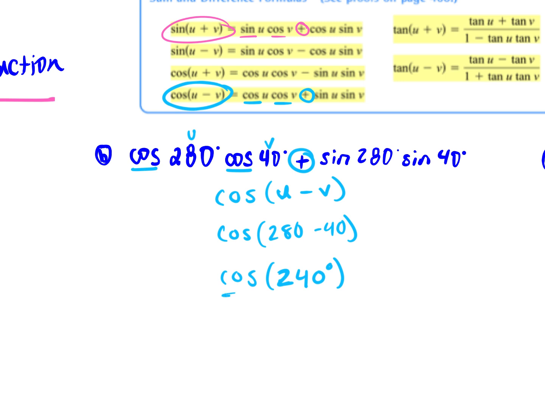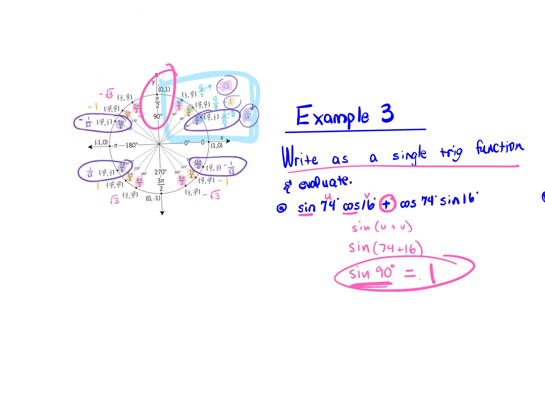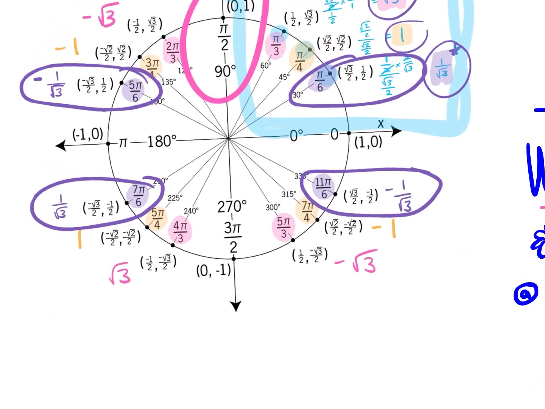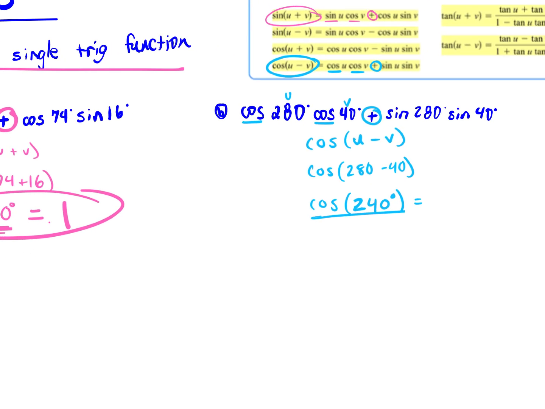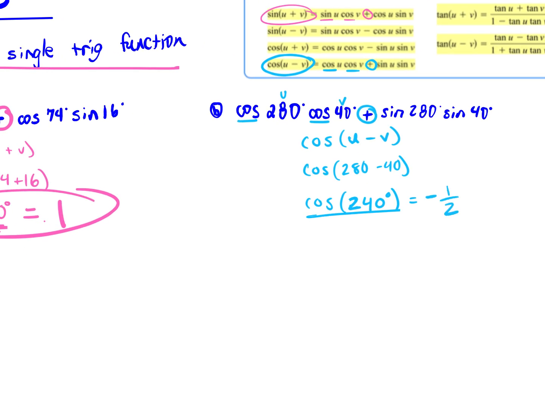So this is the first part of our question, coming up with the trig function. Second part is we have to evaluate. So we have to go look for this on the unit circle. Cosine tells us we look at what? The x. So what is our x value at 240 degrees on the unit circle? Negative 1/2. Awesome. So this would be negative 1/2.